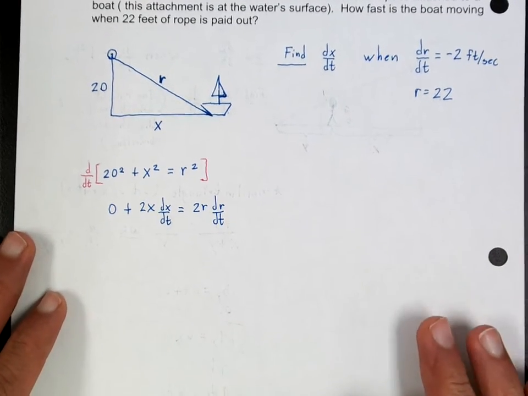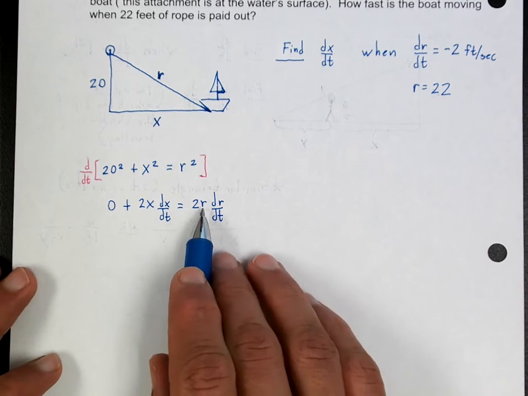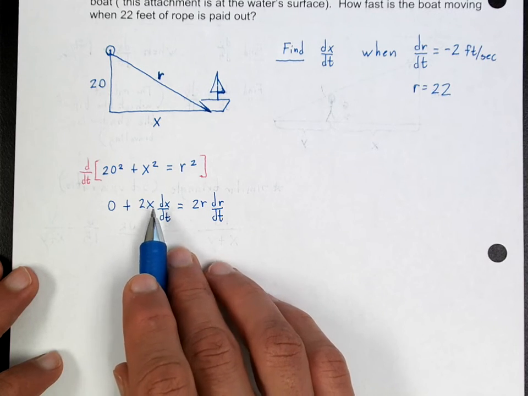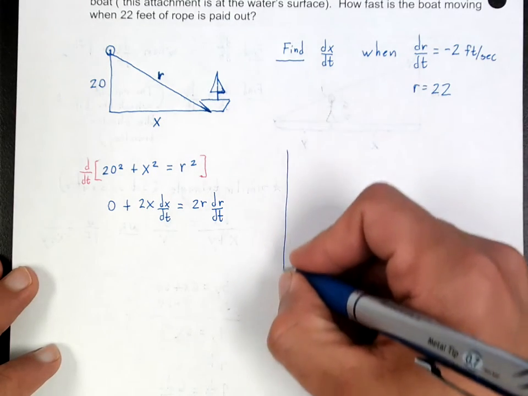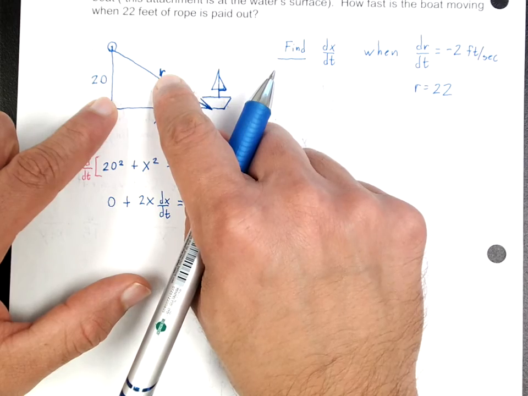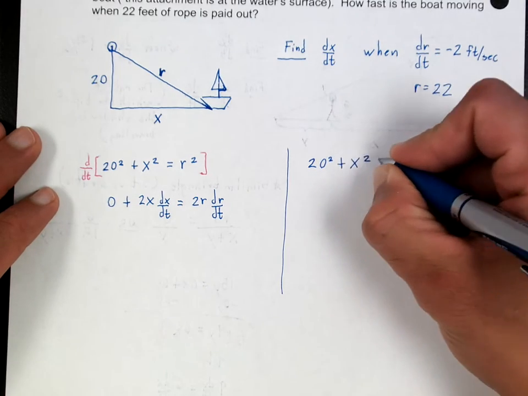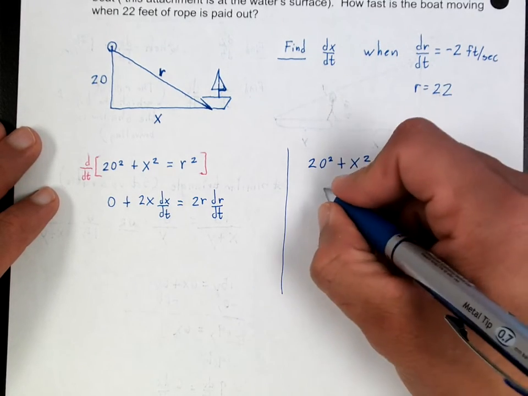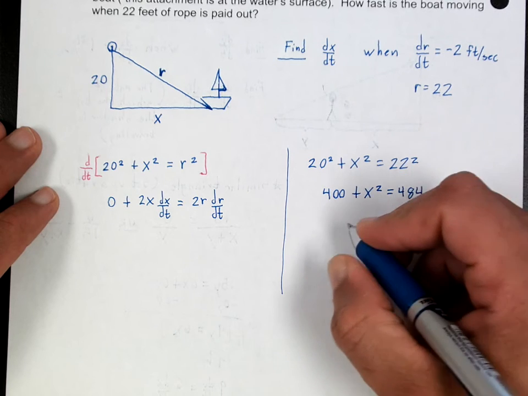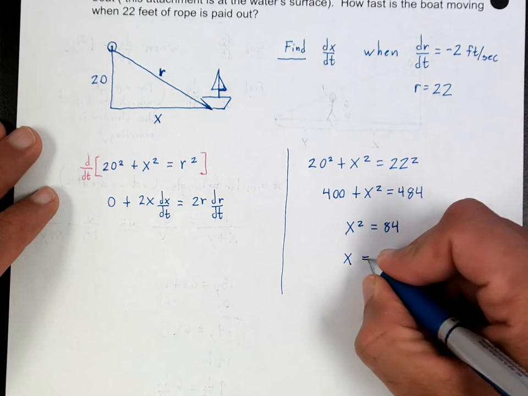Now as you look at this problem, you have to figure out, do I have all the information that I need to solve for dx/dt? I have r, it's right here. I have dr/dt, it's right there. But what I don't have is x. So at that point, you can go back here and figure out this distance when r was 22. So I would have 20 squared plus x squared is equal to 22 squared. Then I would just solve for that. It's 484, and then x squared is equal to 84. I'm going to break that down a little further.